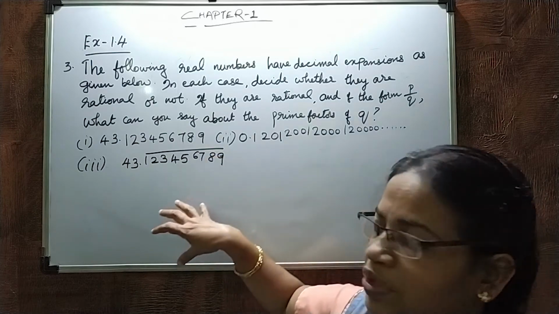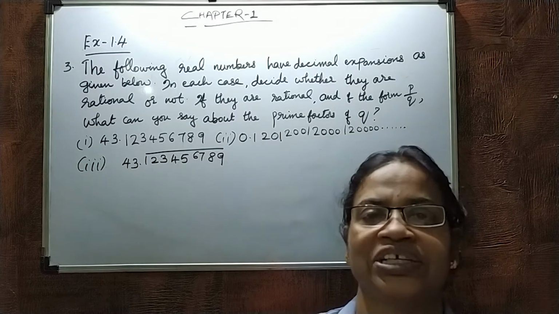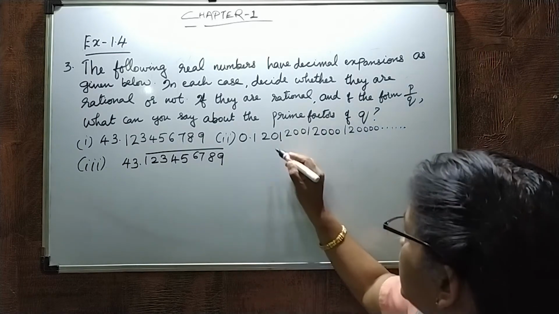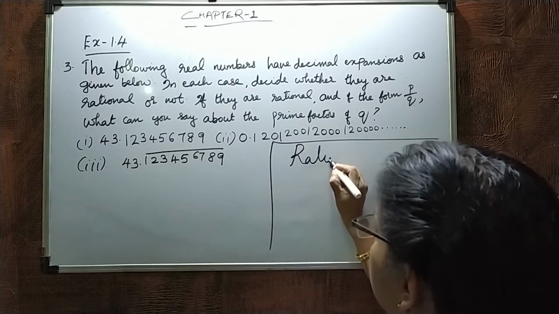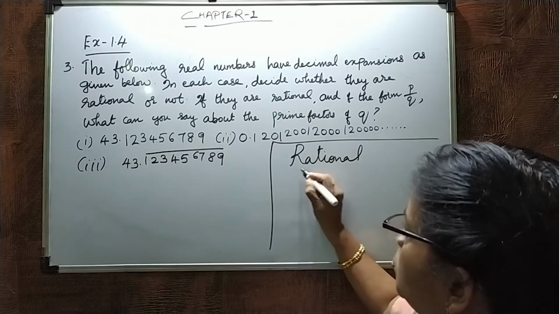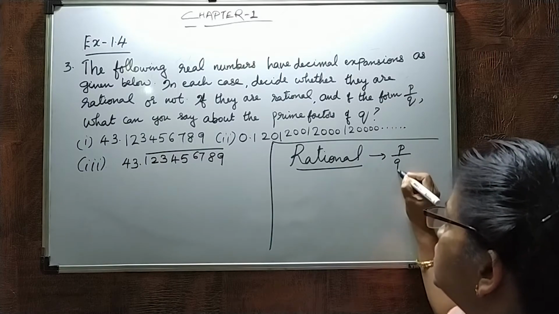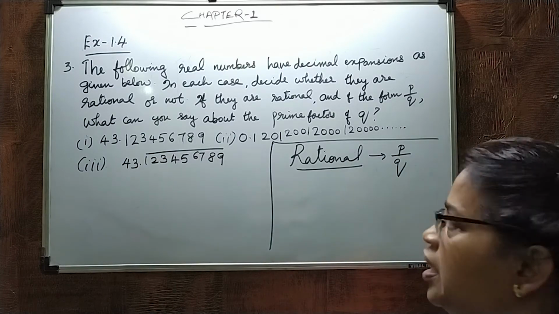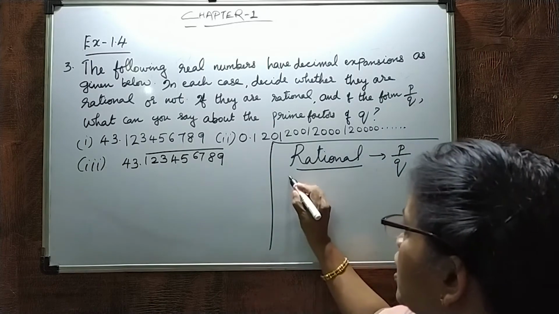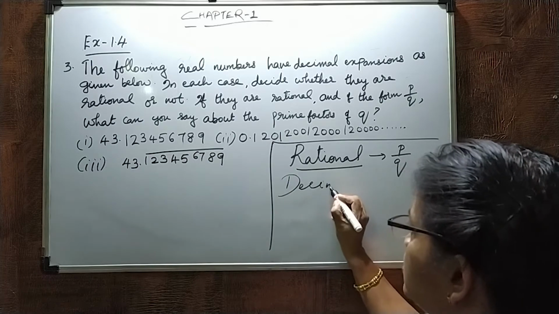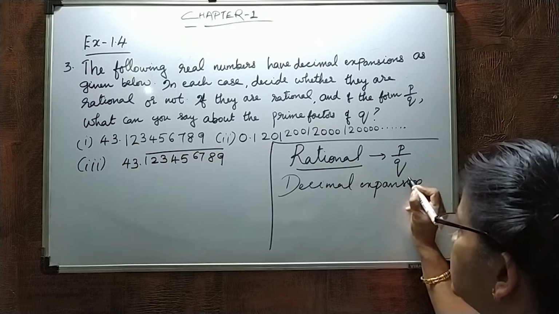So before doing this one, what do you have to remember? You have to remember about rational and irrational numbers. Rational means it should be in the form of P by Q, and P and Q are integers, and Q should not be zero. And what about the decimal expansion? Do you remember the decimal expansion of rational numbers? We have done it already in the same exercise.